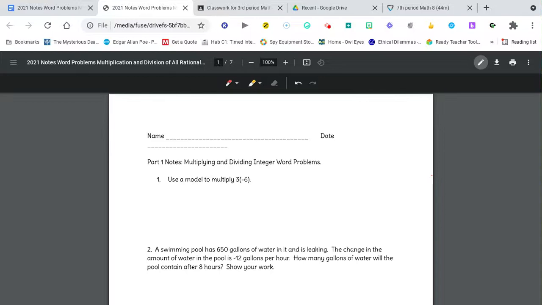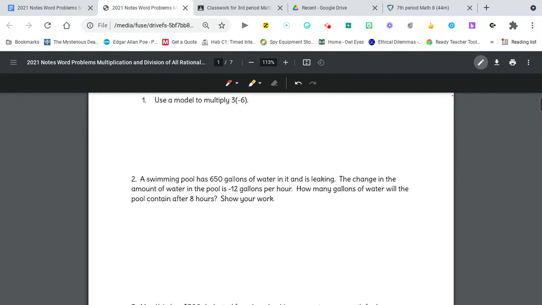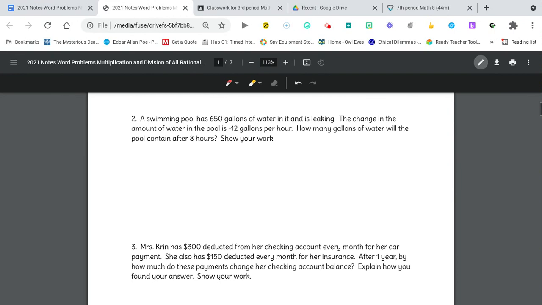So we learned how to multiply and divide with integers, that's positive and negative numbers. We learned how to multiply and divide with decimals. And we learned how to multiply and divide with fractions. So let's get started on the application. All right, we're going to skip number 1 and go to number 2.